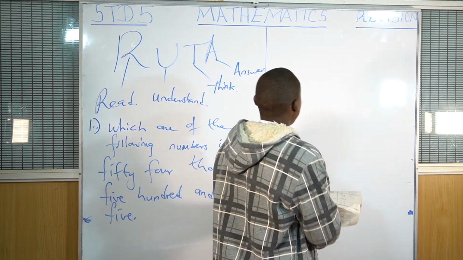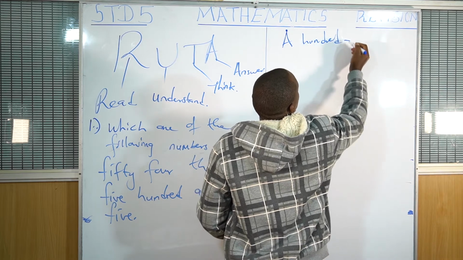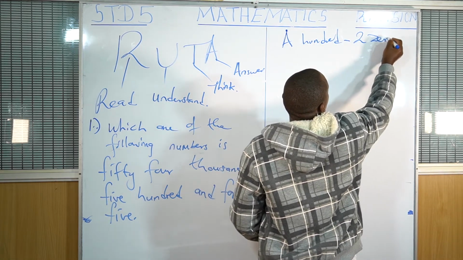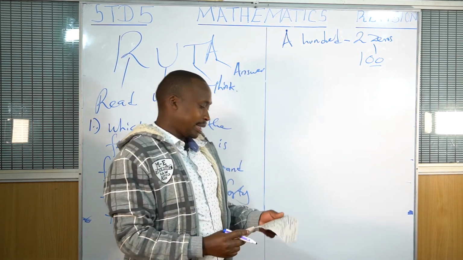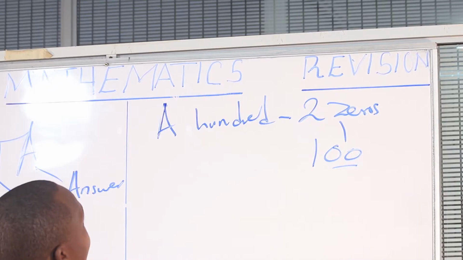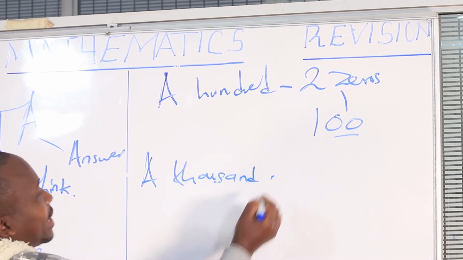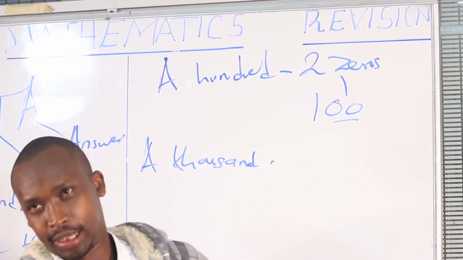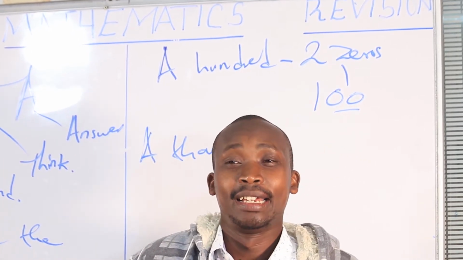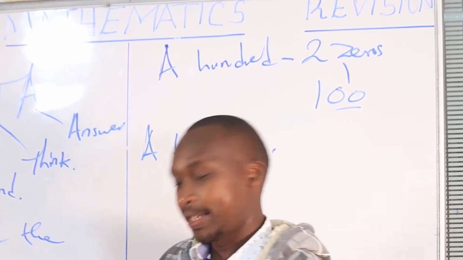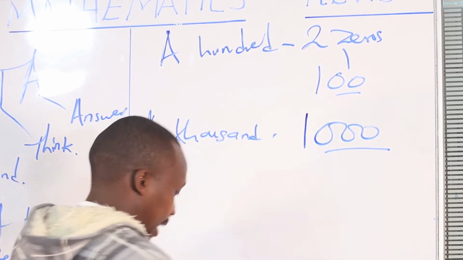So 100 has 2 zeros. That is why we can write it as 100. What about 1,000? 1,000 has how many zeros? 1,000, class 5. Come on. Yes? Yes, very good. It has 3 zeros. That is, 1,000 has 3 zeros.